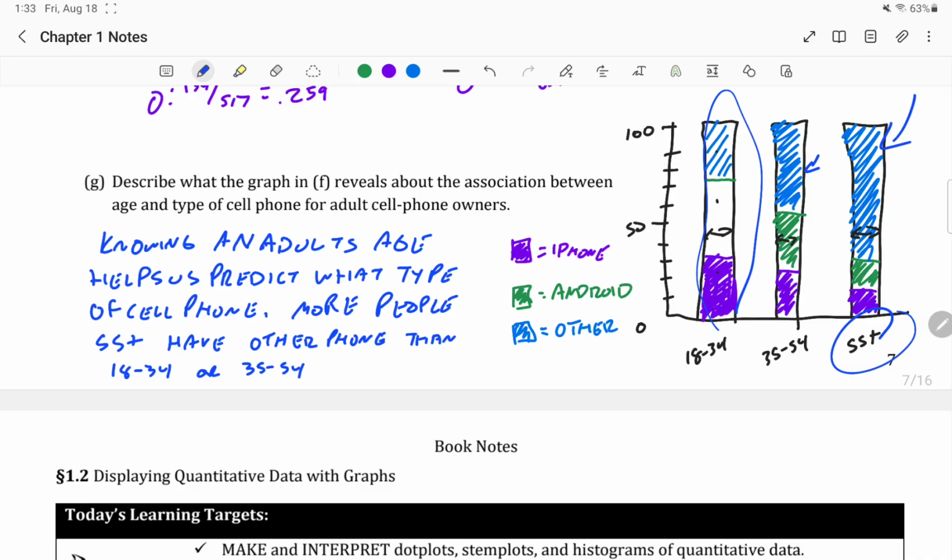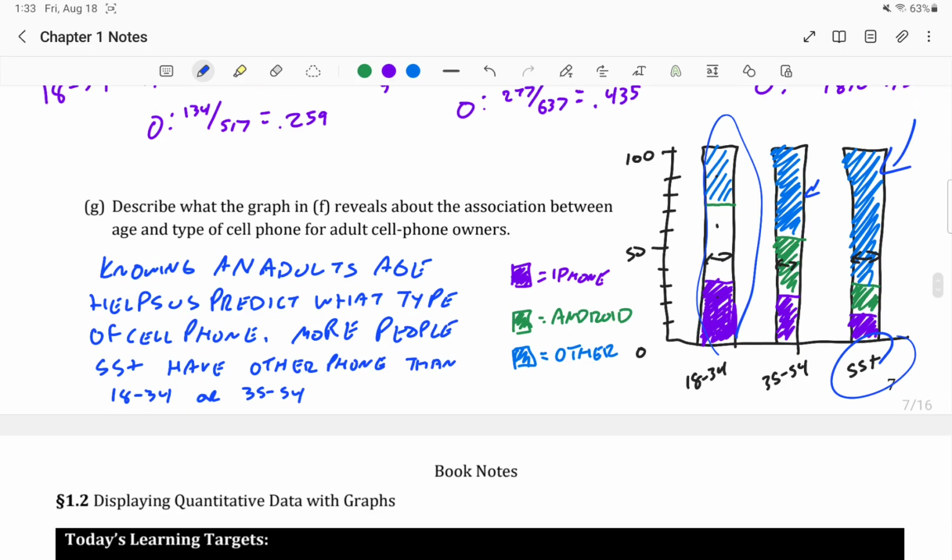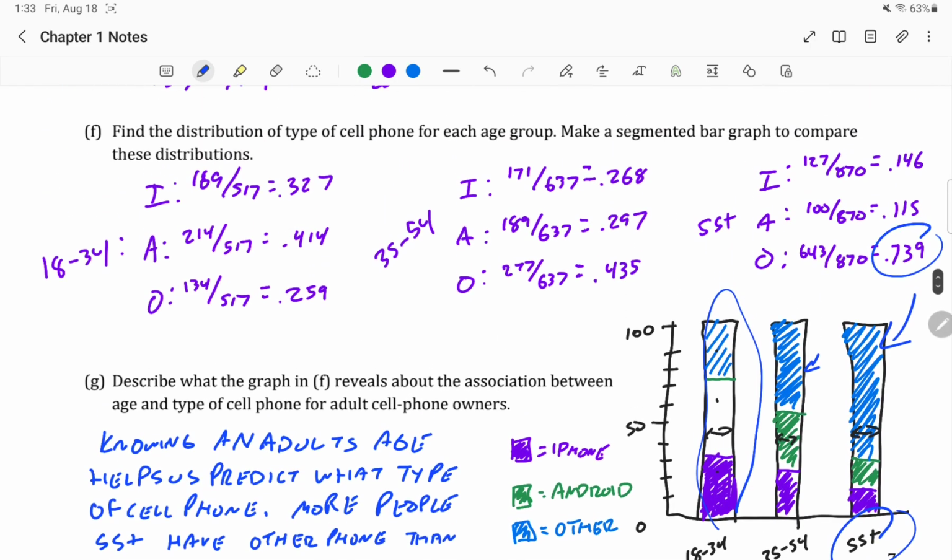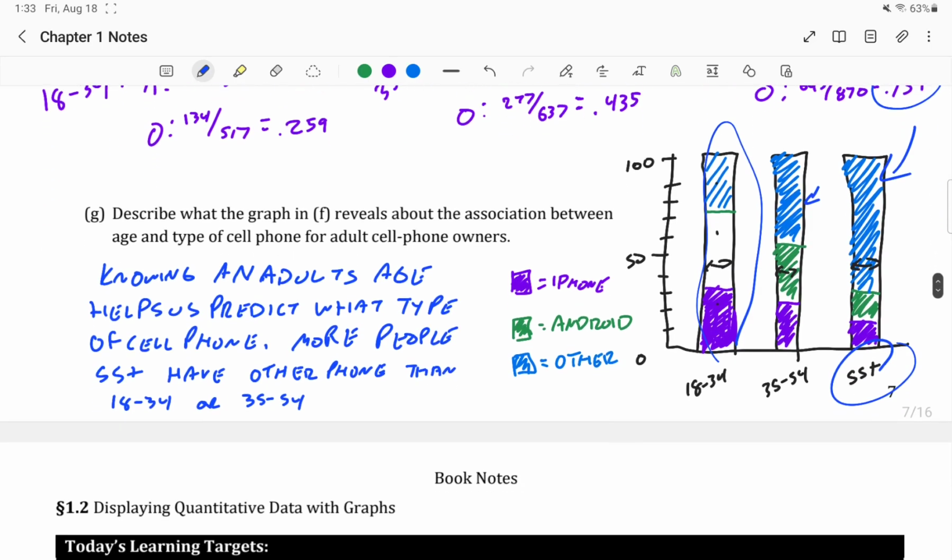This graphing, this tells you something, right? Based on the age, I can predict. Does it always mean I'm going to be right? No, but if I know you're 54 or 55 plus, right? Odds are 74% of the time you got an other phone. It's a pretty safe prediction. Okay? So there you go.